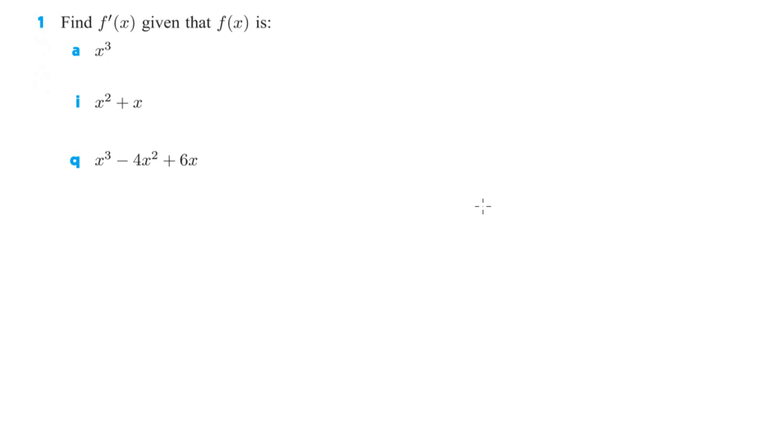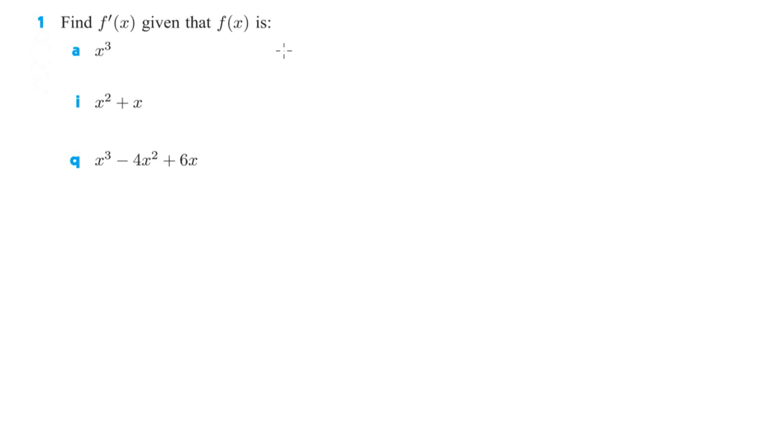I'm going to take you through some of the problems from the 10G assignment. All right, first thing we're going to start with is number 1 here. Find f prime of x, given that f of x is so forth and so on. So this is basically just asking us to take the derivative, right?